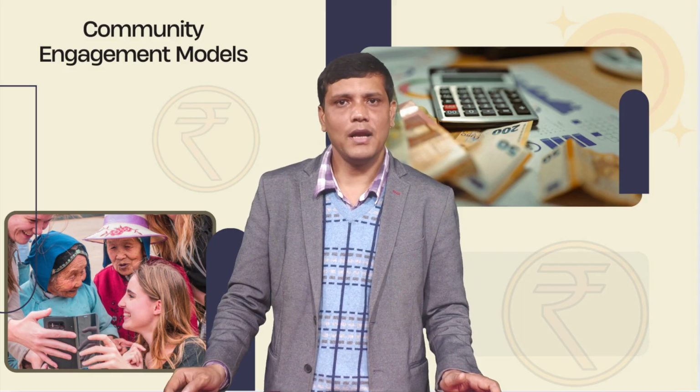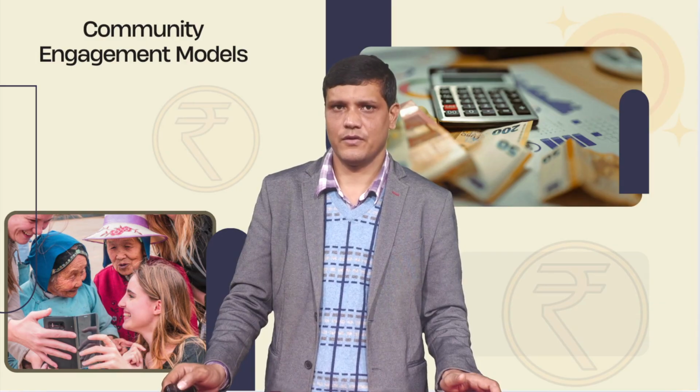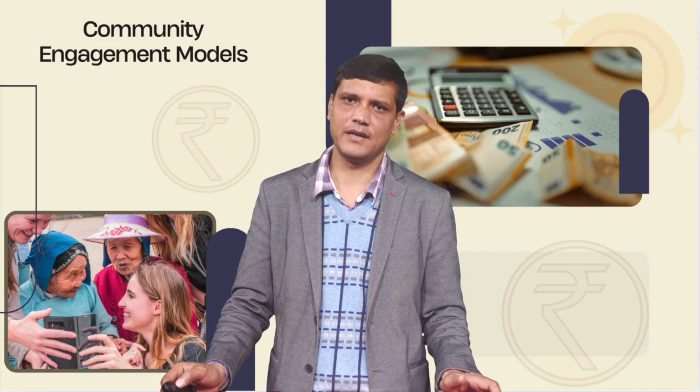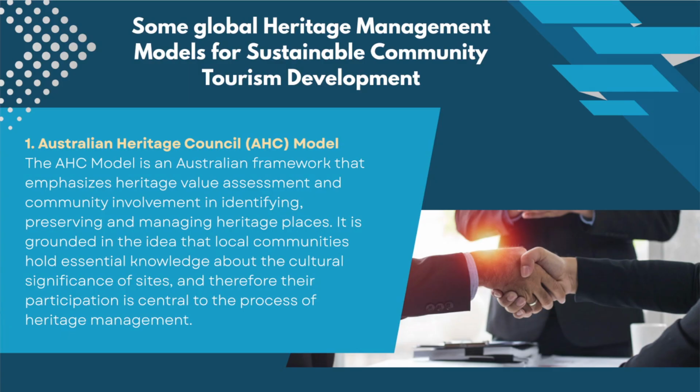There are some global heritage management models for sustainable community tourism development. Let us briefly discuss them. Number one is the Australian Heritage Council model, the AHC model. The AHC model is an Australian framework that emphasizes heritage value assessment and community involvement in identifying, preserving, and managing heritage places.